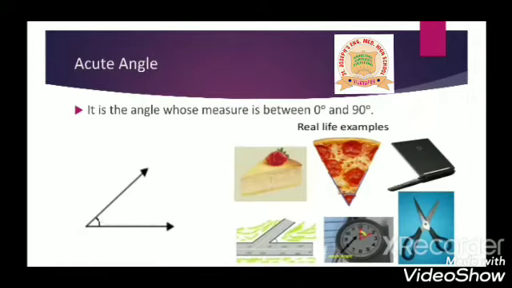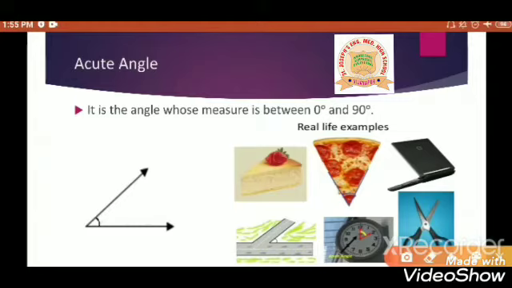First comes the acute angle. Now what is this acute angle? It is an angle whose measure is between 0 degrees and 90 degrees. Means if this angle's measure is between 0 and 90 degrees, then it is called an acute angle. So whenever the angle is less than 90 degrees. Which are the examples?